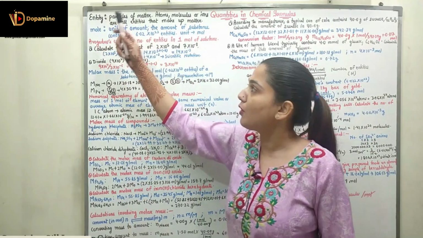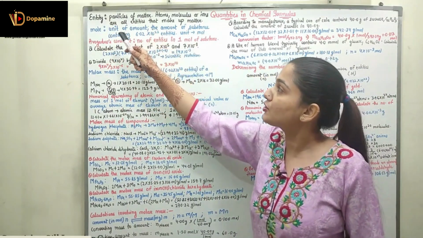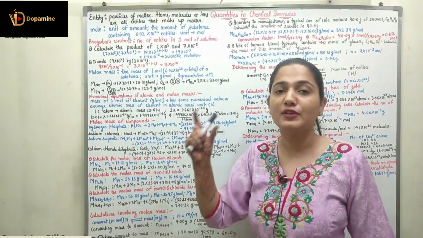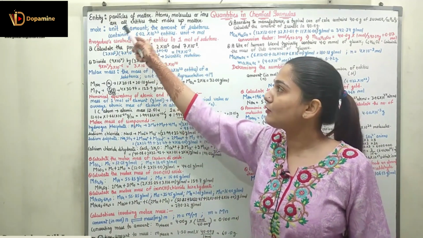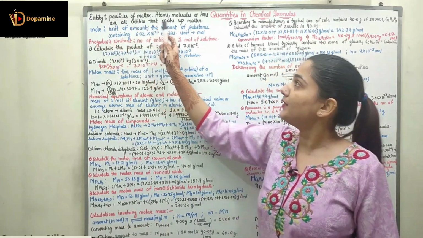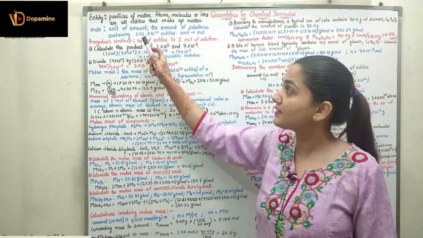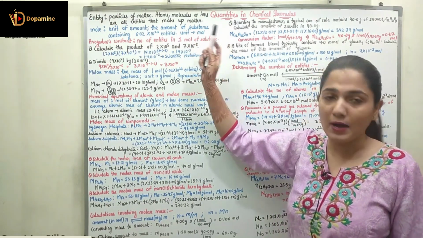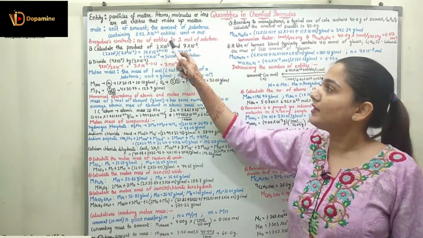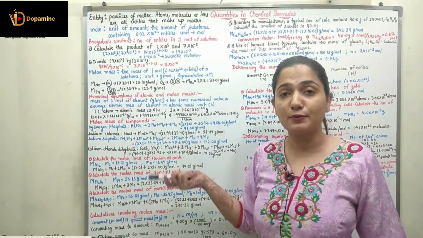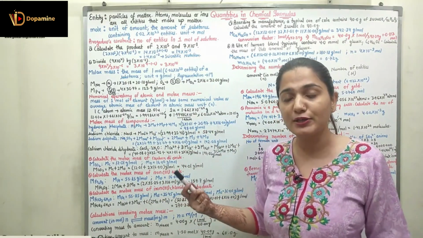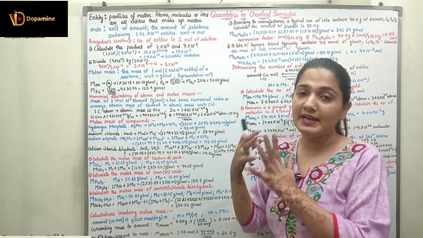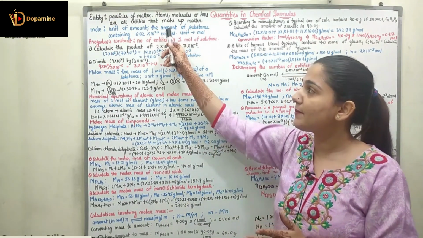Now coming to the mole. What is the mole? Mole is the unit of amount. How much amount we have? To calculate the amount we have the unit mole. The amount of a substance containing 6.02 × 10^23 entities is 1 mole. So if I have 6.02 × 10^23 atoms, ions or molecules, it makes 1 mole. So we are calculating the amount of the substance.